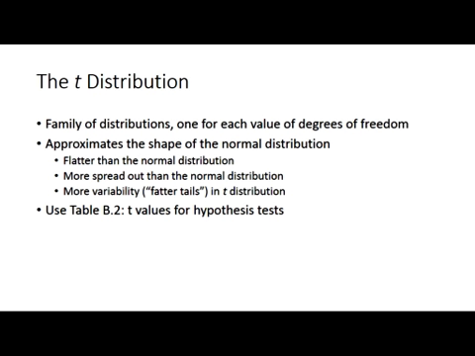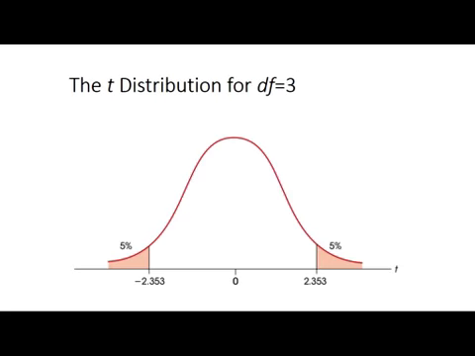So there's a family of distributions, one for each value of degrees of freedom. When you look at table B2 in the back of your book, you'll see these t-values for hypothesis testing, and these approximate the shape of the normal distribution. The lower the degrees of freedom, the flatter the distribution, and the higher the degrees of freedom, the more it replicates a normal distribution. So just remember that the smaller the DF, the flatter it is and the less likely it is to mimic that distribution. And the higher the DF, the more likely it is to mimic the distribution. But we can still make some inferences from it.